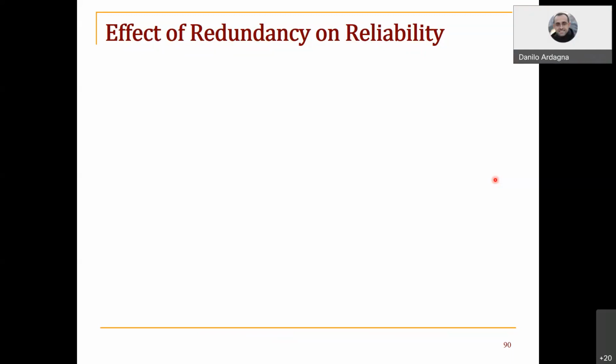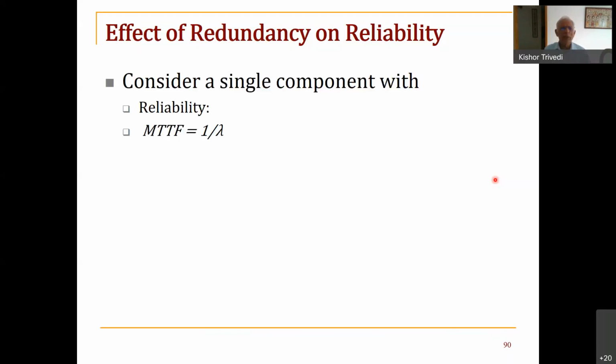So now I want to very quickly go through another example of reliability. So far, the examples of Markov models that I've given you were availability examples. Now I will give you a reliability example. And again, this is a very simple example, but it illustrates some very important points.